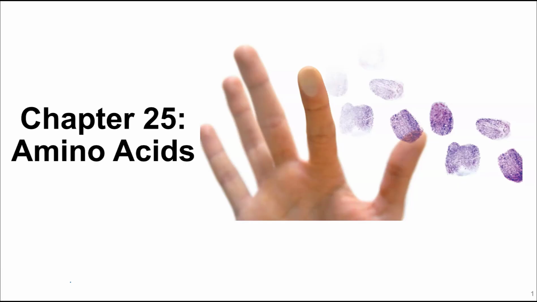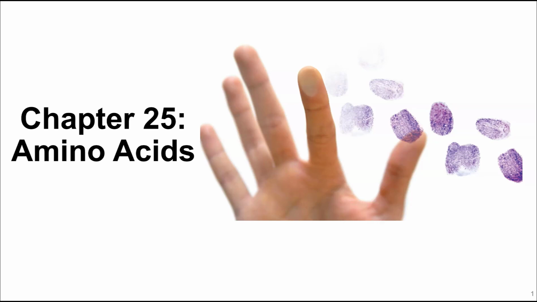In Chapter 25, we will be briefly looking at amino acids. So what you are seeing here is a hand with fingerprints. A fingerprint is often the most important piece of evidence left behind at the scene of a crime. Forensic scientists use a lot of different methods to visualize fingerprints. One of them involves the use of a chemical agent called ninhydrin. This reacts with amino acids present in fingerprints, and that will produce a colored compound that can be visually observed, as you can see there.